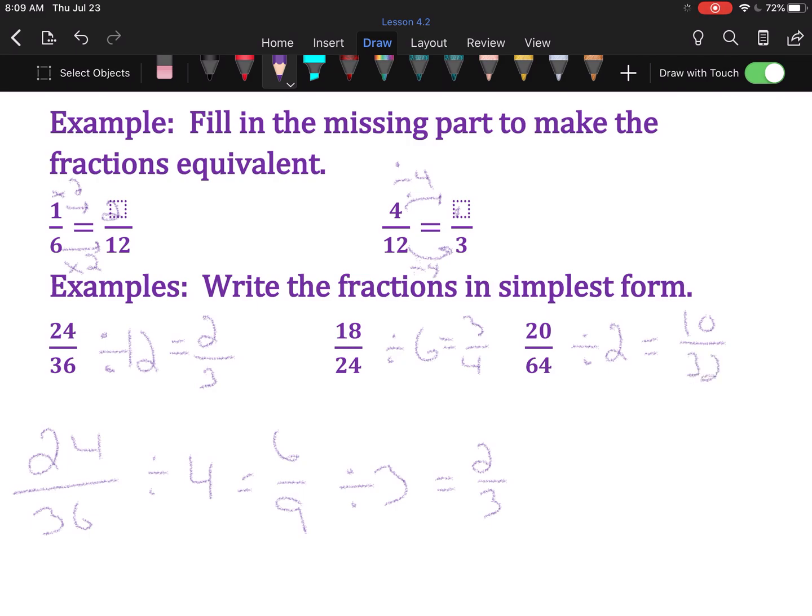Yep, those are both still even. So we can divide that by 2 again. 10 divided by 2 is 5. 32 cut in half is 16. 5 and 16 now have no common factors, so that is simplest form.